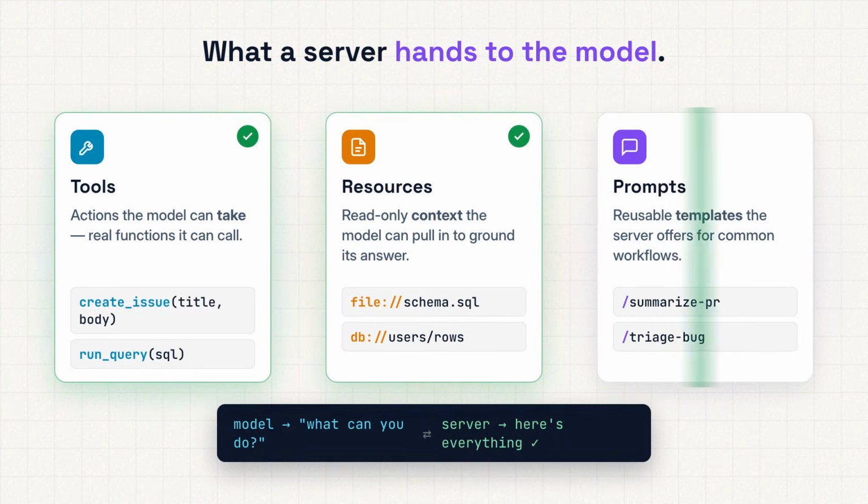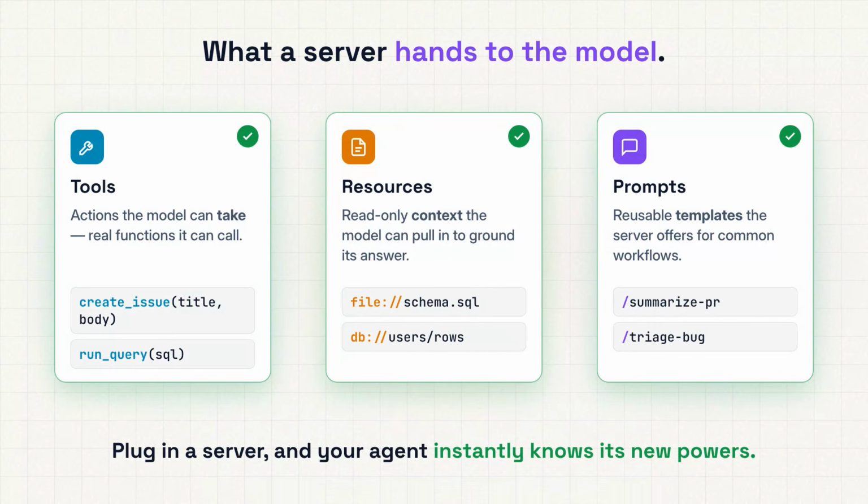And here's the magic part. The model doesn't need to be told any of this in advance. It asks the server, what can you do? And the server lists everything. That's discovery. Plug in a new server and your agent instantly knows its new powers. No redeployment, no hard coding.